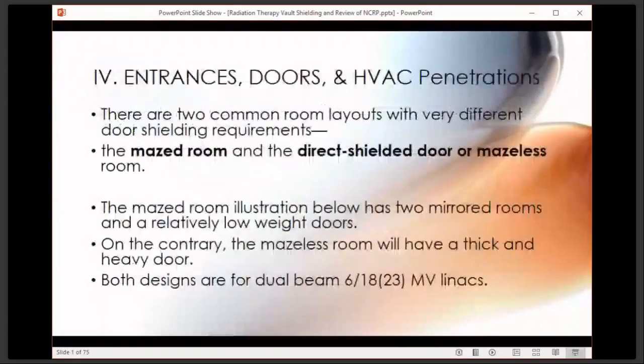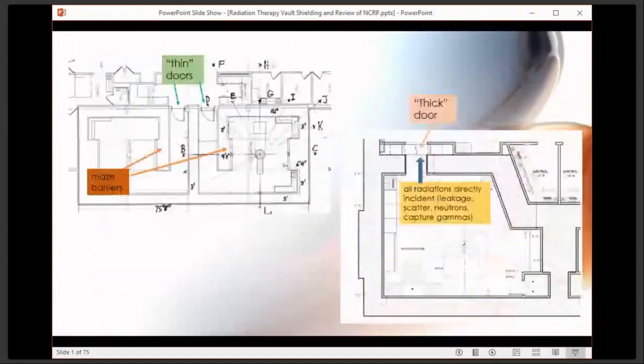Okay. All right. One of the more complicated things to deal with in this is doors and entrances and HVAC penetrations. And we can't go into all the details on that, but I want to give you a quick overview. Let's take a quick look here at 2 different kinds of layouts. On the left, we have a mazed room with a maze barrier, and there's 2 rooms that are basically identical, mirrored.